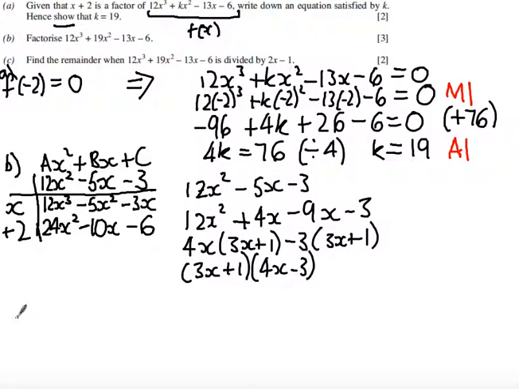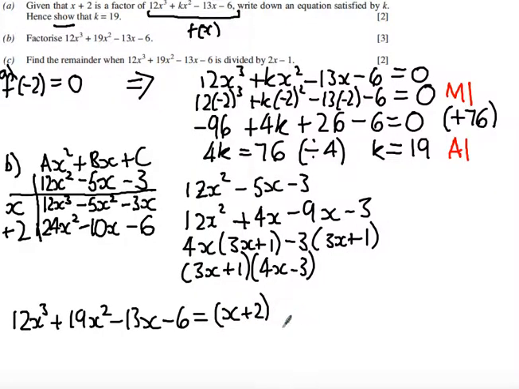And so what I need to just state at the end then is 12x cubed plus 19x squared minus 13x minus 6 is equal to the first factor I was given in the question, which was x plus 2, multiplied by the rest of the factors which are found through the process of factorisation, so 3x plus 1 and 4x minus 3.